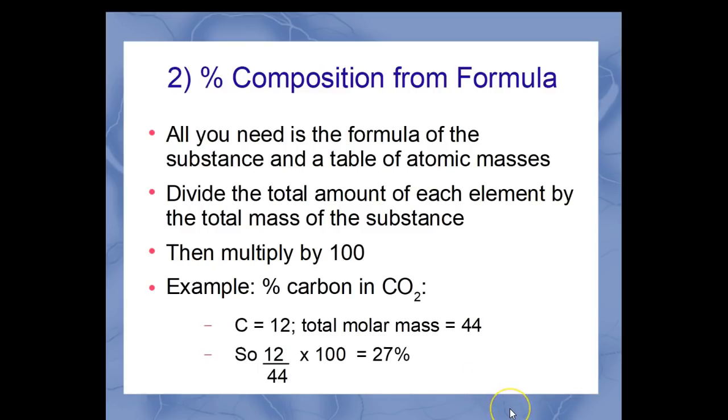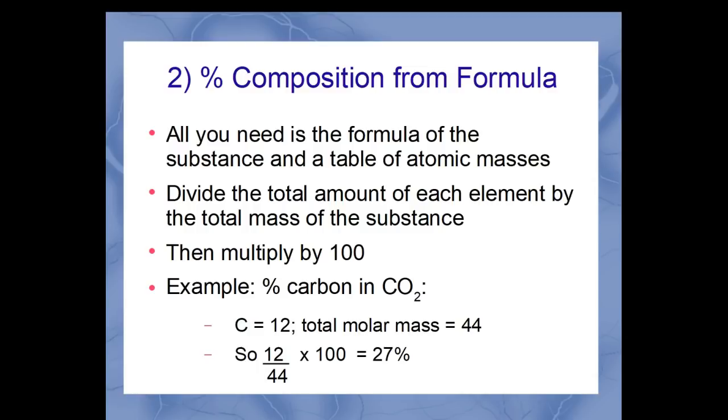The second skill that you need to know is the percent composition of a compound from its formula. All you need is the formula of the substance and a table of atomic masses. You then divide the total amount of each element in the compound by the total mass of the substance and multiply by 100. So, looking at carbon dioxide, we just figured its molar mass, the mass of 1 mole of the carbon dioxide, is 44.